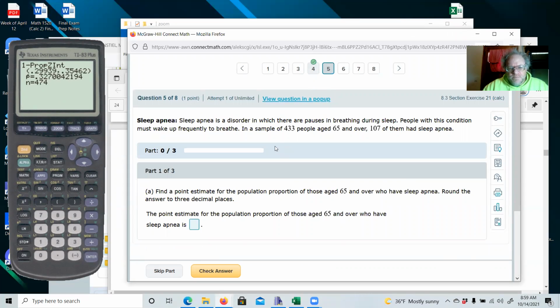Sleep apnea is a disorder in which there are pauses during sleep. People with this condition frequently wake up to breathe. In a sample of 433 people over 65, 107 of them had sleep apnea. All right, let's have a look.